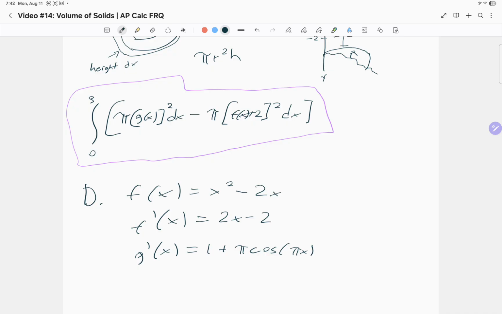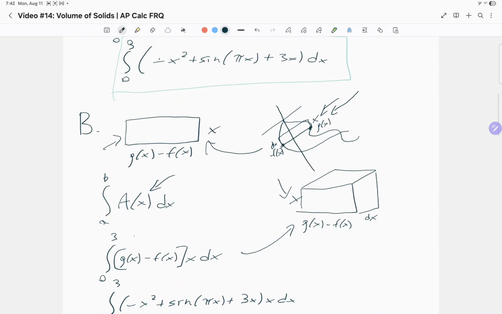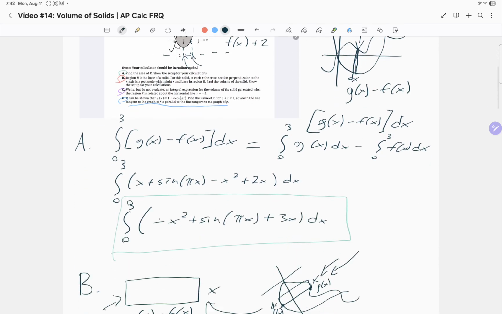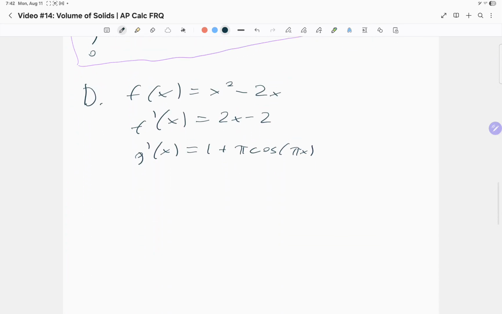Right. Let me check if that's right. 99% sure that's right. Yes, that's what they gave you. Okay, so now we set that equal to f prime of x to find the value for x at which these will be equal. I'll try to see if I could do this. Setting these two equal.